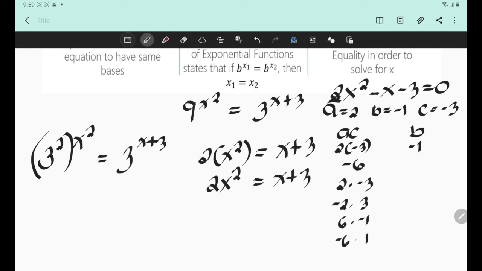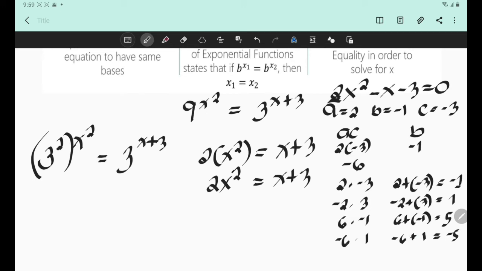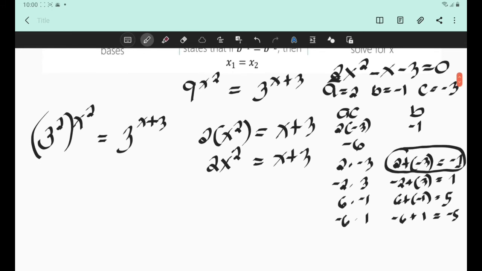And then, i-add natin. So, if we have 2 plus negative 3, we will have negative 1. If we have negative 2 plus positive 3, we have positive 1. If we have 6 plus negative 1, we have positive 5. If we have negative 6 plus positive 1, we have negative 5. Ang hinahanap natin ay negative 1 at ang nakapagbigay nun ay yung unang factor. We have 2 plus negative 3. Okay. So, ano ang gagawin natin?